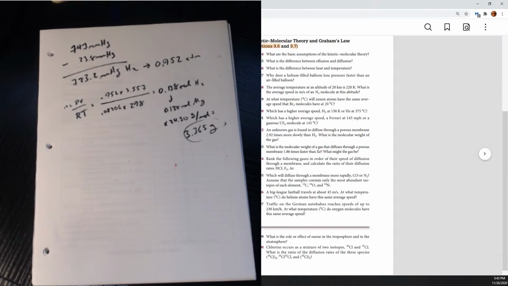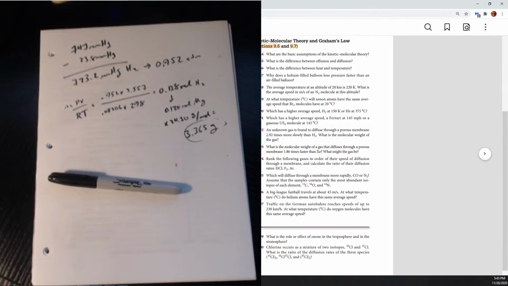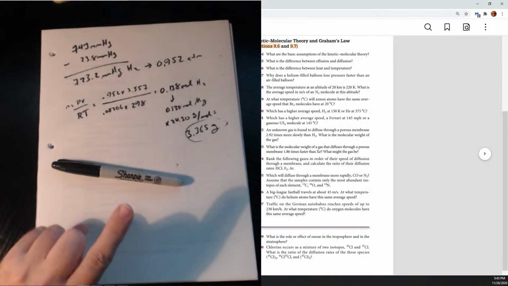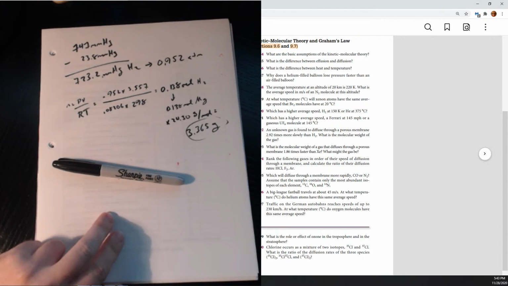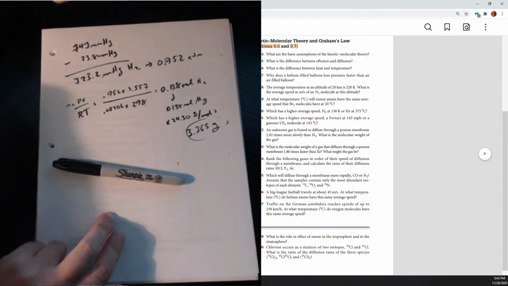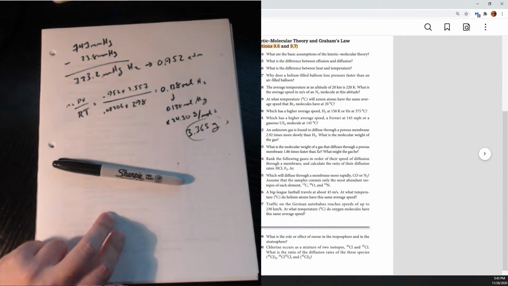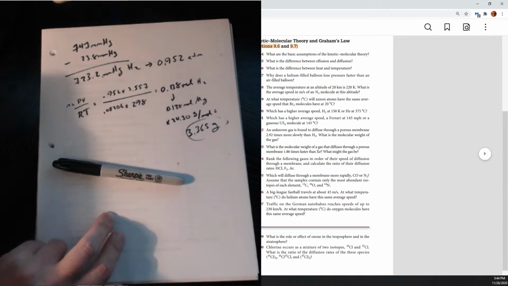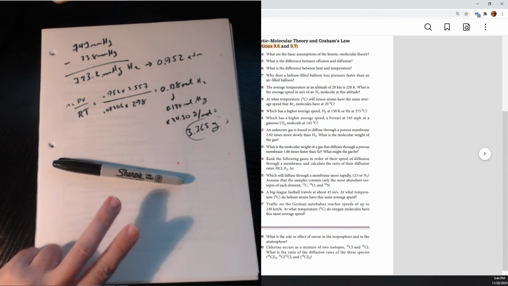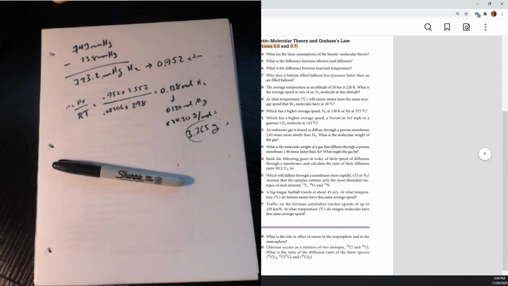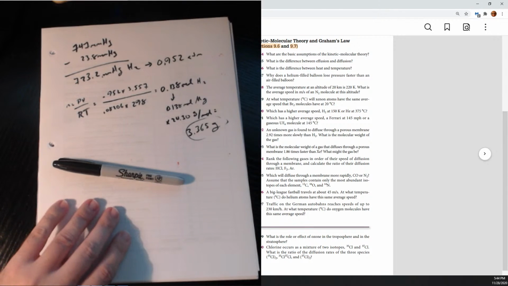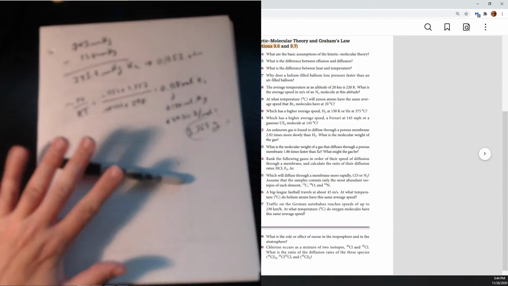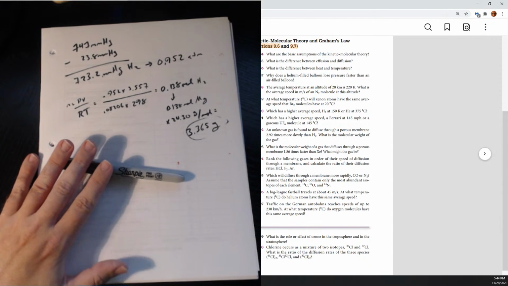What are the basic assumptions of the kinetic molecular theory? Postulate the first. All gases are made of particles in constant random motion. Postulate 2. The volume of the particles is negligible compared to the volume of the gas as a whole. Postulate 3. The particles do not interact except to collide. Postulate 4. The collisions are perfectly elastic. And Postulate 5. Temperature is a measure of the average kinetic energy of the particles of the gas.